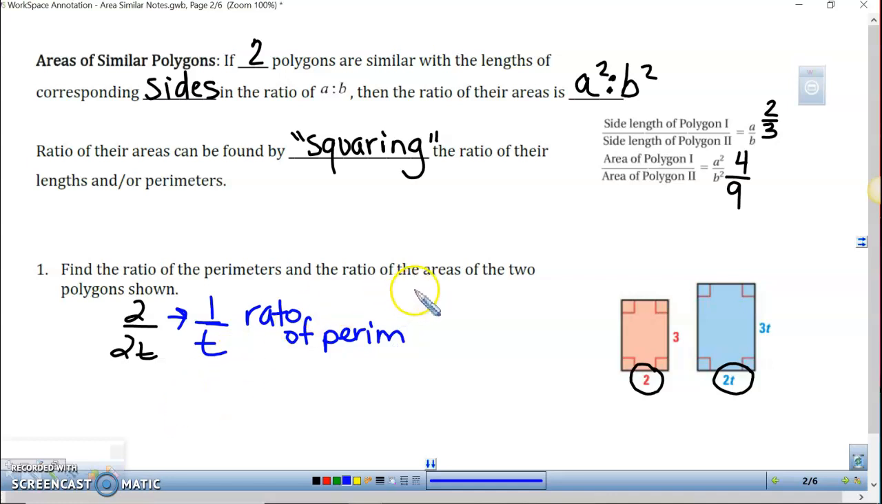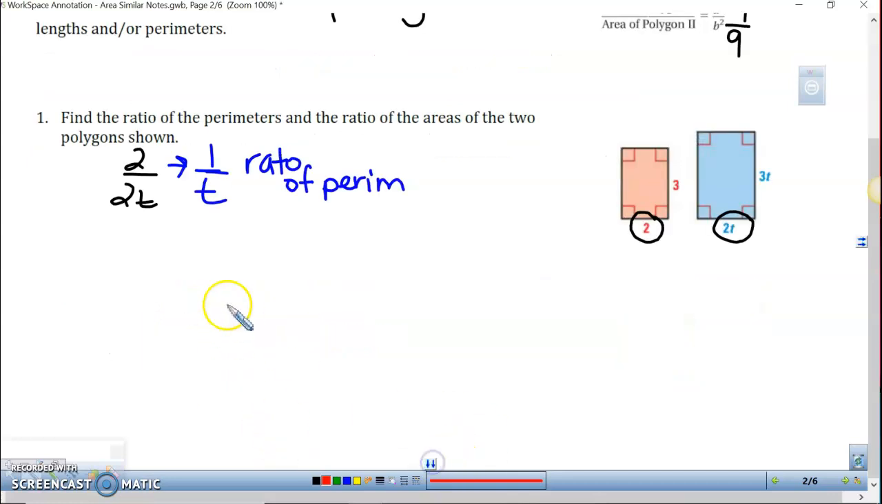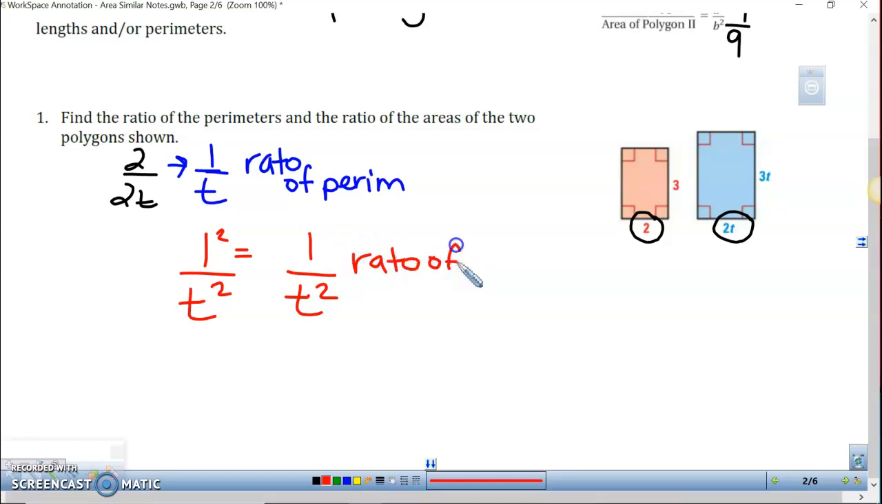Okay, now if I want to find the ratio of the areas, I have to take whatever this is and I have to square it. So if I do 1 squared, I get 1, and if I do t squared, I get t squared. So this is actually the ratio of the areas. All right, and you are done.